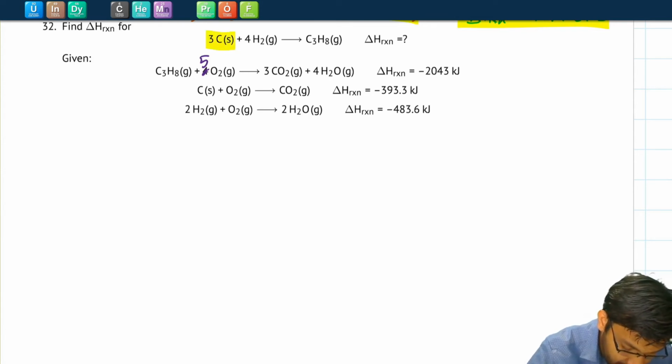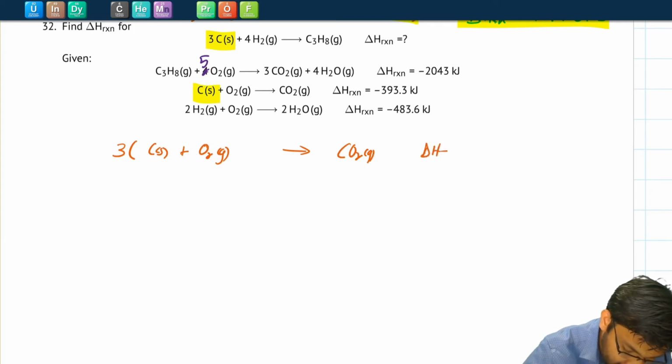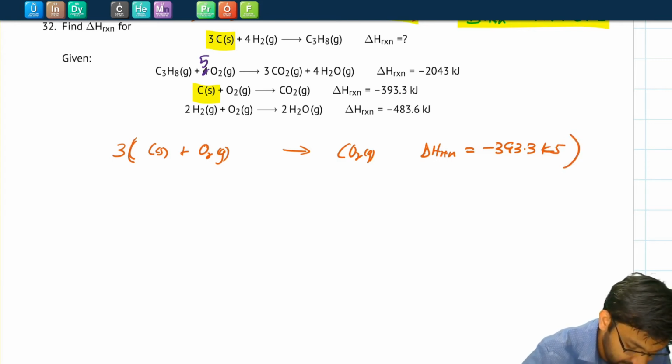Let's start with carbon. Carbon is only found in this equation, so we should start with that. We need 3 of them. So 3 carbon solid plus oxygen gas to give carbon dioxide gas. The delta H for this reaction is negative 393.3 kilojoules. Make sure we multiply everything by 3.